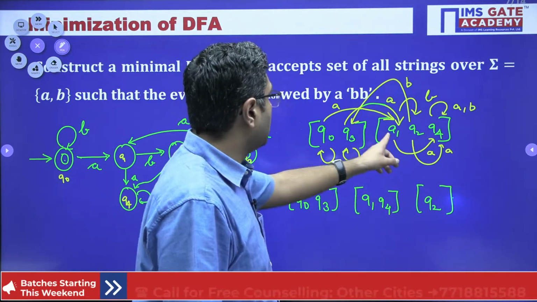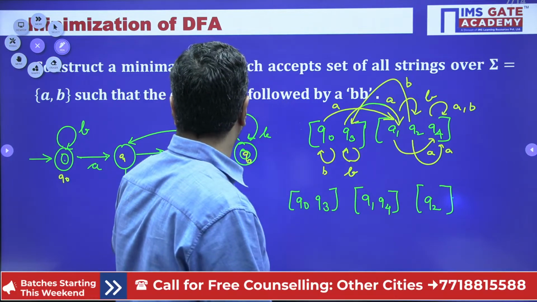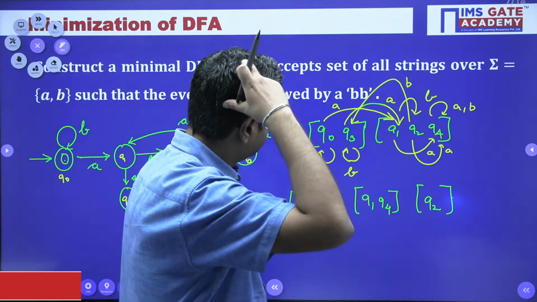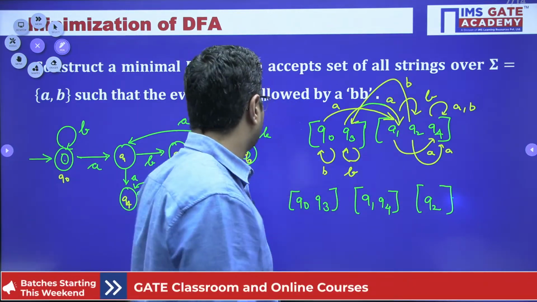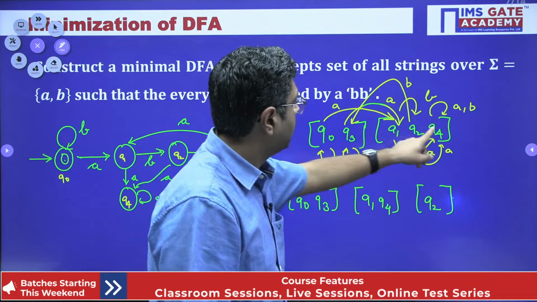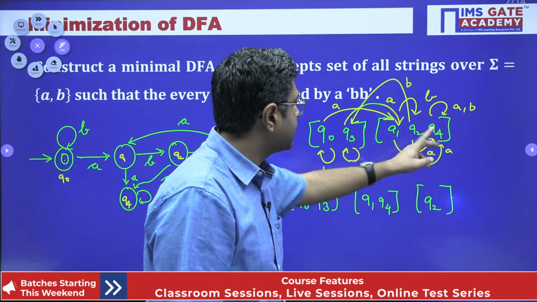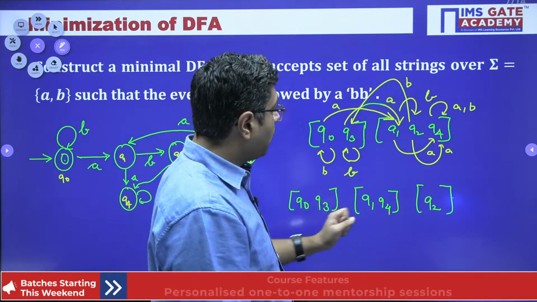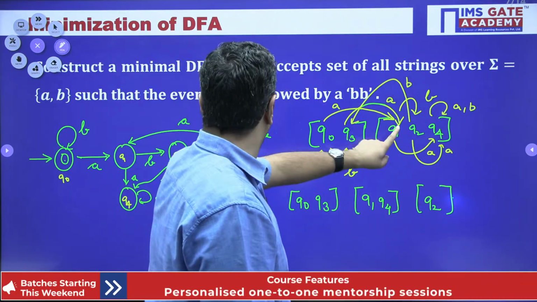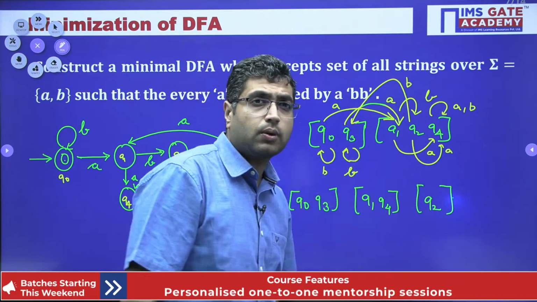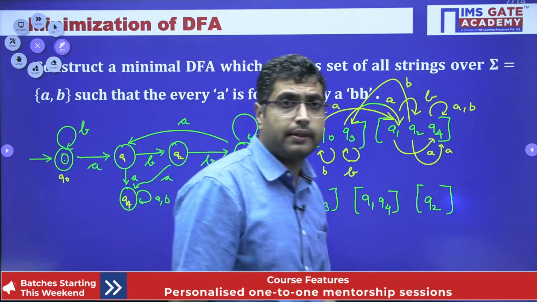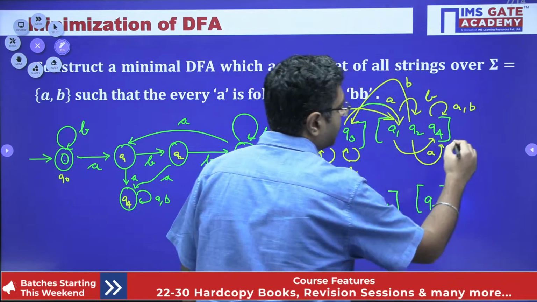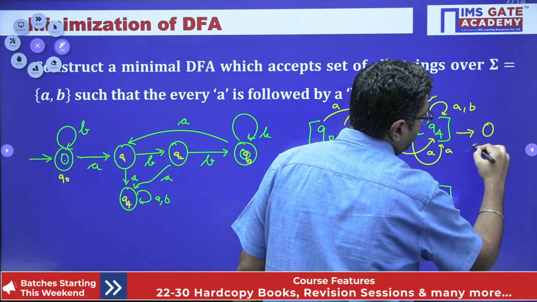Why? Because Q1 on B is going to Q2. That is the same set. Q4 on B goes to Q4 itself. That is the same set. So Q1 and Q4 are together. But now, if I do it on Q2, Q2 on B is going to Q3, which is not the same set. So therefore Q2 has been separated. Now this set initially that we got is basically zero equivalent.